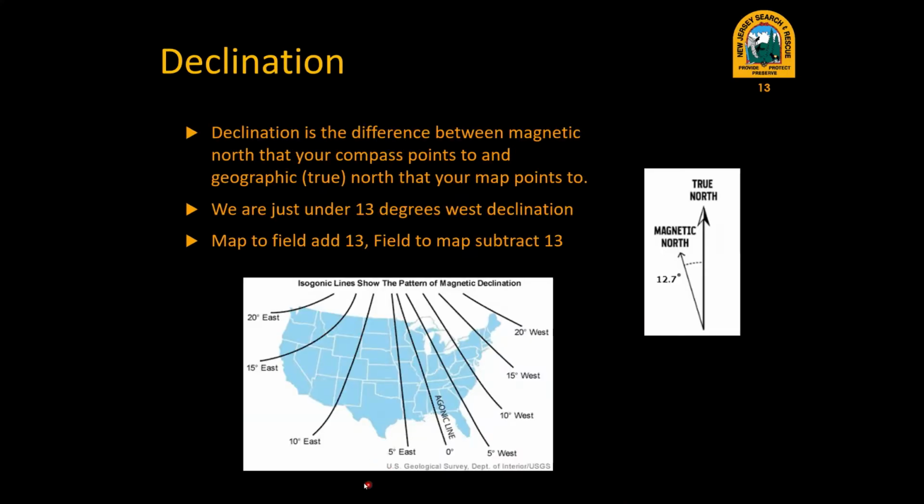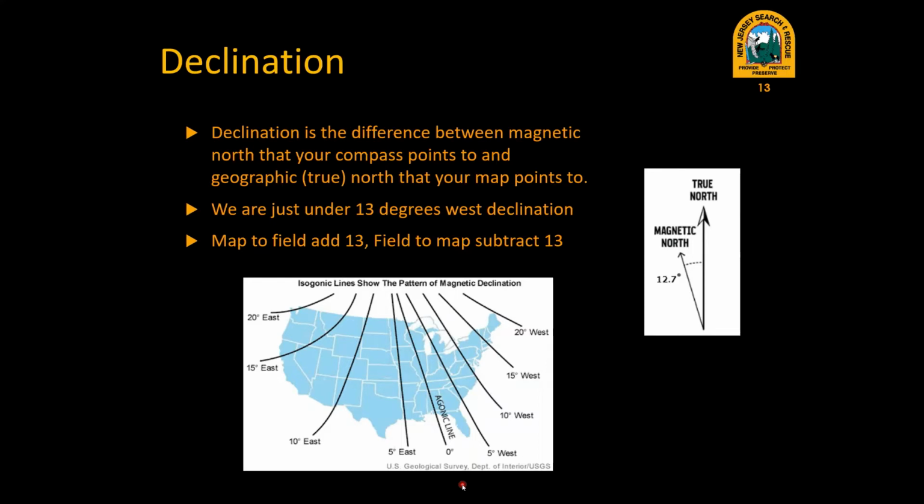So now that we've talked a little bit about compasses, let's talk about declination. Declination simply is the difference between magnetic north, which your compass points to, and true north, which is the actual direction of north. Declination changes depending on where you are in the world. In New Jersey, we're usually right around 13 degrees west declination.